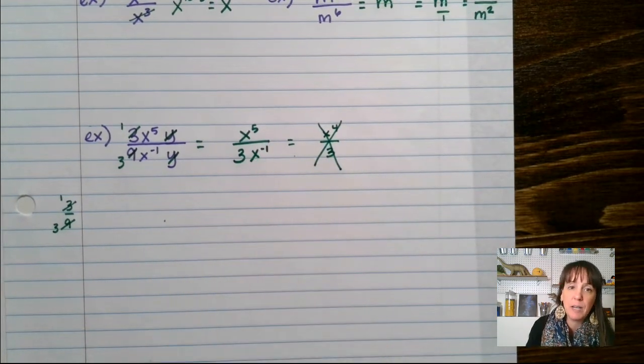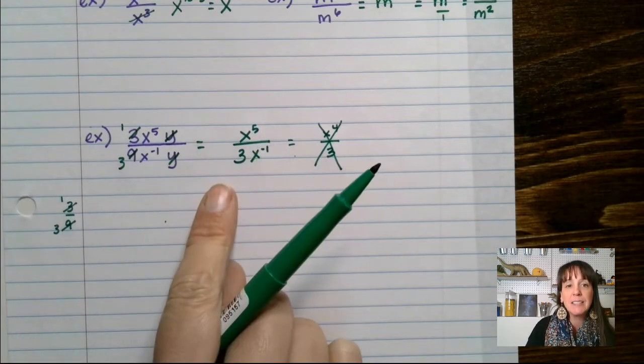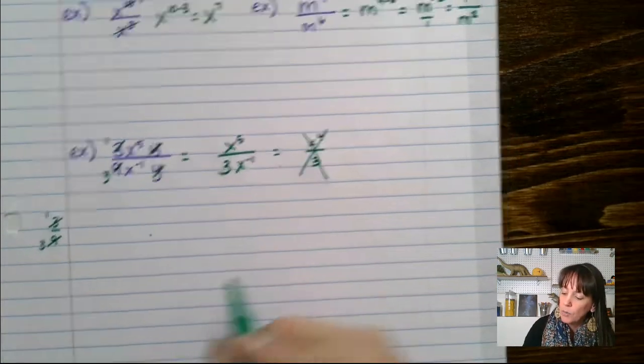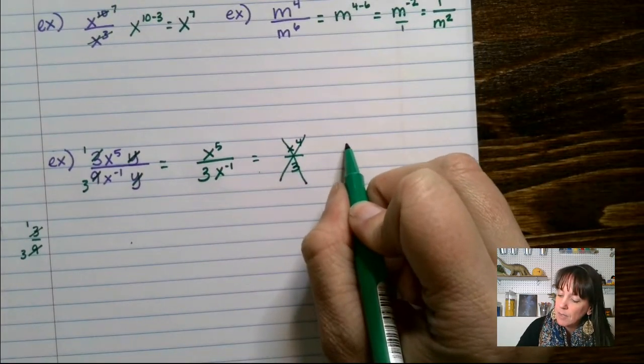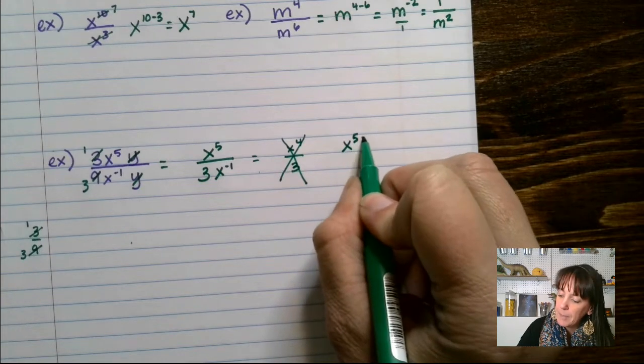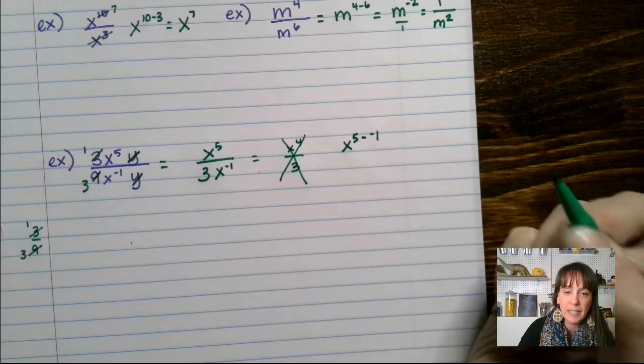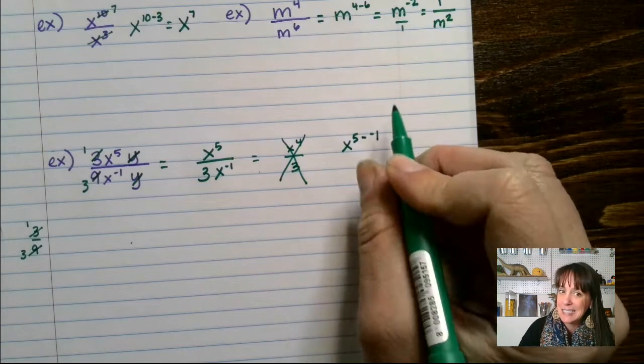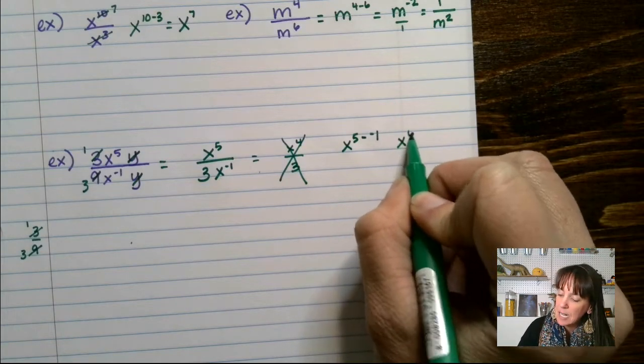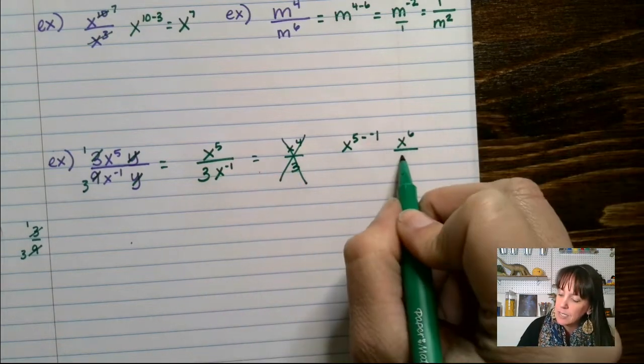You can't just do 5 minus 1. Remember, it's 5 minus negative 1. So we would say x to the 5 minus negative 1, right, which would give us x to the 6th. So we would have x to the 6th upstairs, and then that 3 is still downstairs.